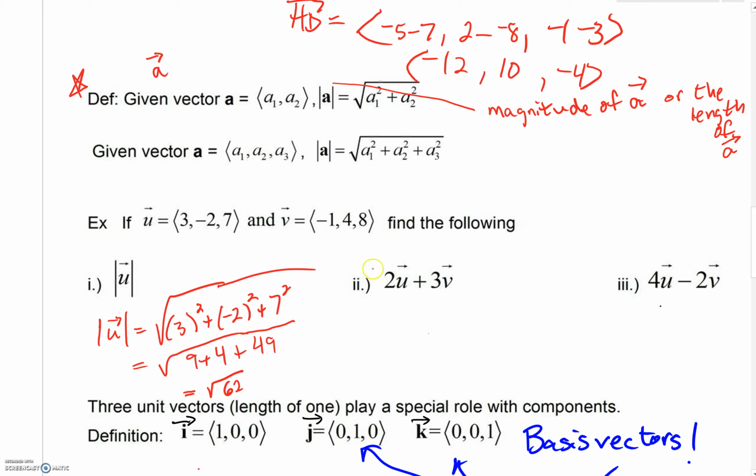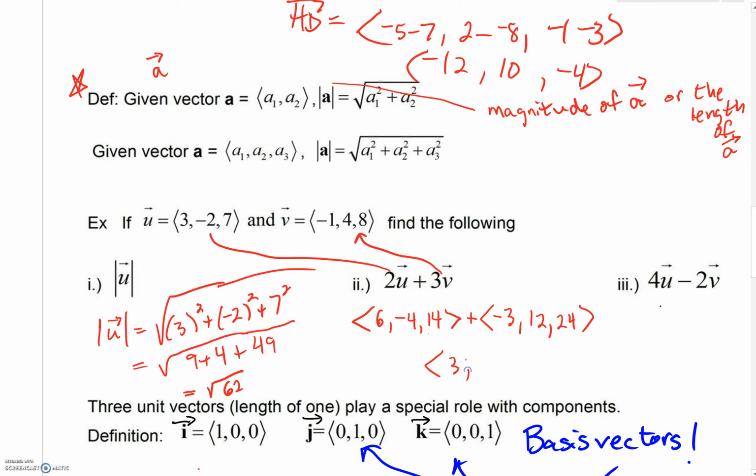Take a look at this. If you were to multiply 2 times vector u, well, 2 times vector u would just double all of these components, wouldn't it? Multiplying vector v by 3, we'd get negative 3, 12, and 24. Then you just add these up. Add up your x components: 6 plus negative 3 is 3. Negative 4 plus 12 is 8. 14 plus 24 is 38.